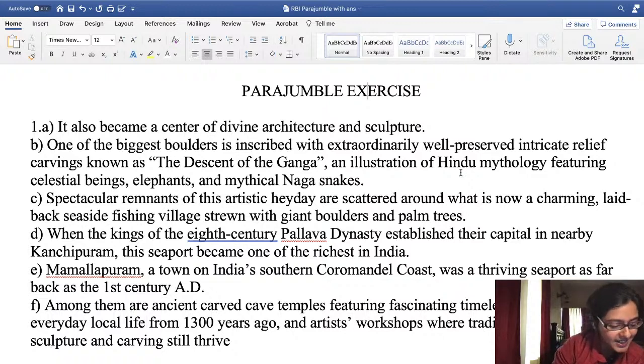Excellent. Yes. D. Look at D. What is D telling you? D is telling you that when the kings of the 8th century Pallava dynasty established their capital in nearby Kanchipuram, this seaport became one of the richest. The word richest has a link with the word thriving, so obviously they follow each other.